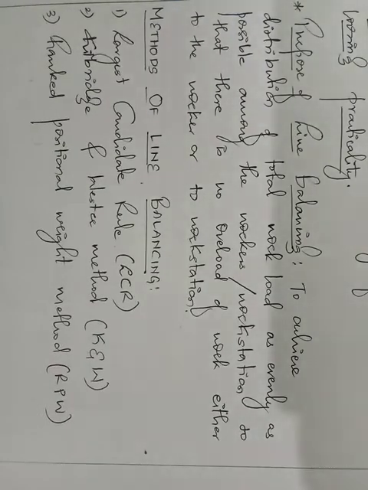I just listed down the methods for you. Methods of line balancing: the largest candidate rule, which we call LCR; the Kilbridge and Wester method, known as the K and W method, or sometimes the KW method; and the ranked positional weight method, which is abbreviated as the RPW method. So these are different ways in which you can achieve line balancing. For today's session, let us be limited to the first method of line balancing, that is the largest candidate rule. In the upcoming videos, let's go through the other two methods. Right, so let me start with the largest candidate rule.